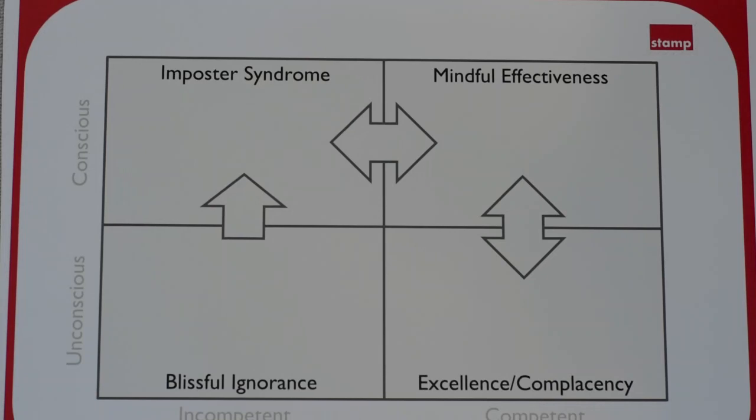And then finally you get to a stage where you become unconsciously competent. Things become almost second nature, and that bottom corner I've called excellence or complacency, because there is a risk, especially in an environment where things are changing around us, that you can become very complacent because you think you know what it is you're doing, but the world around you has changed.